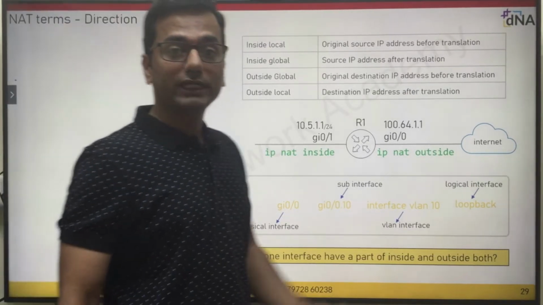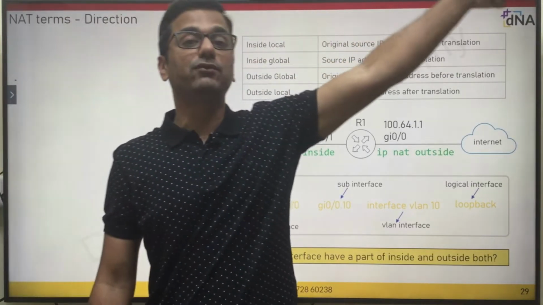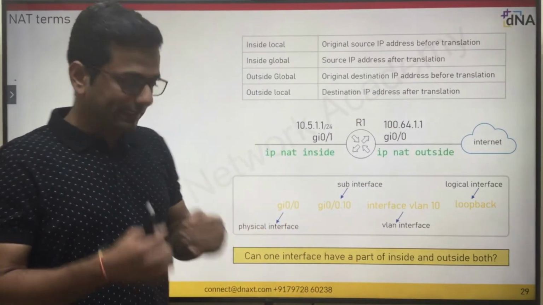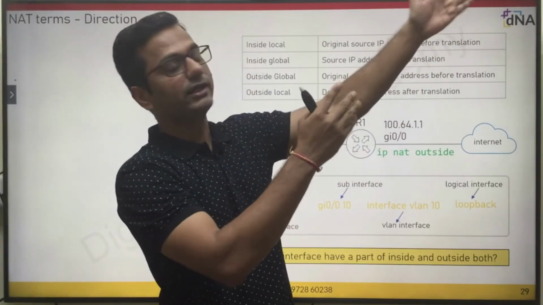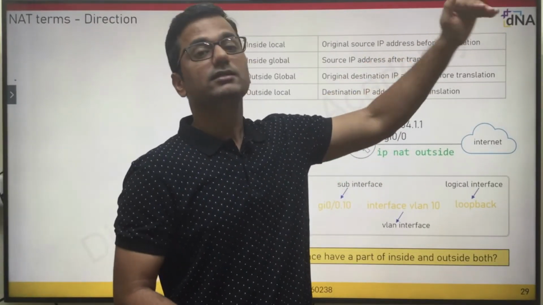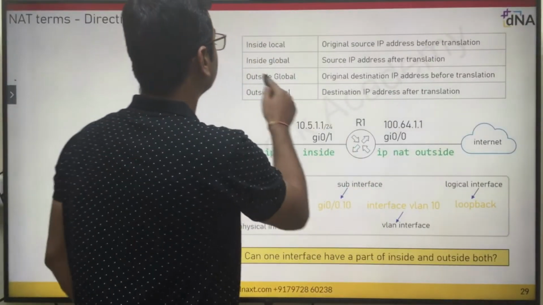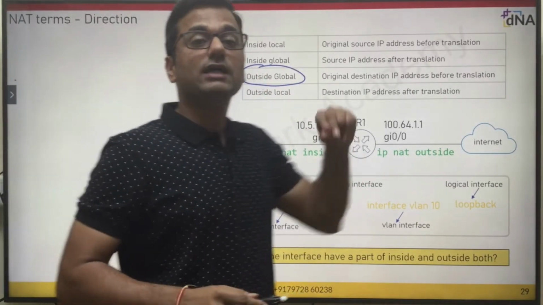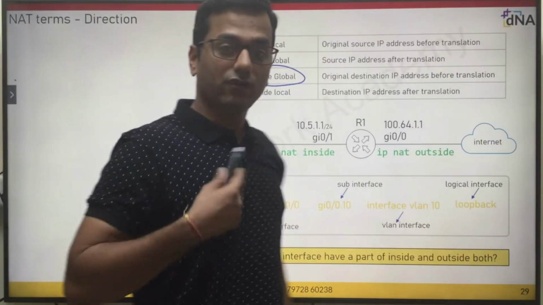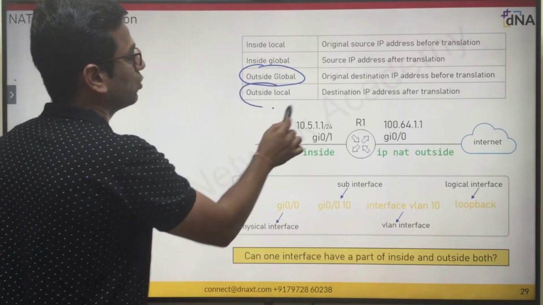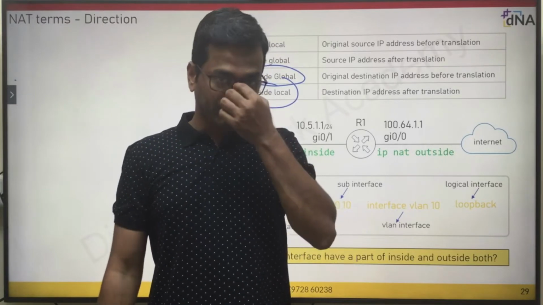Clear? Now outside global means original destination before translation. Guys, try to understand. If I am accessing 8.8.8.8, that 8.8.8.8 DNS is definitely NATed with some private IP address. So for me that 8.8.8.8 is the outside global. Once this outside global 8.8.8.8 gets translated with a private IP address, for me that private IP address is the outside local, the destination IP address after translation. Again, it depends on your direction.